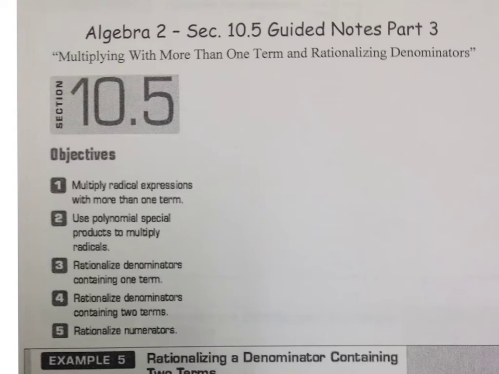This is 10.5, part 3. We're going to be rationalizing denominators in this section. And in part 2, you did rationalizing denominators containing one term. In part 3, we're going to be rationalizing denominators containing two terms. So let's look at the first example.